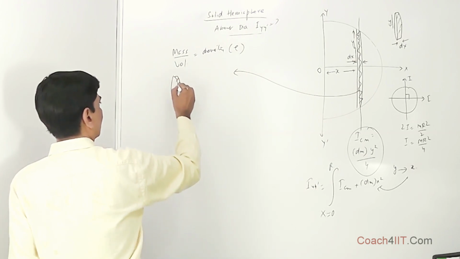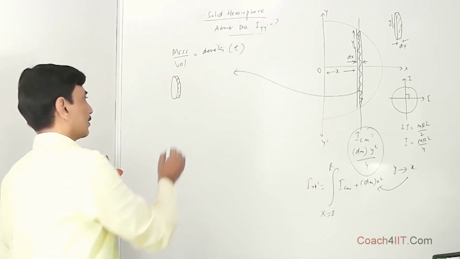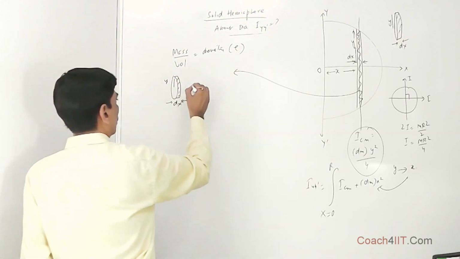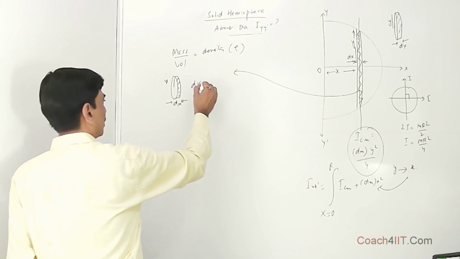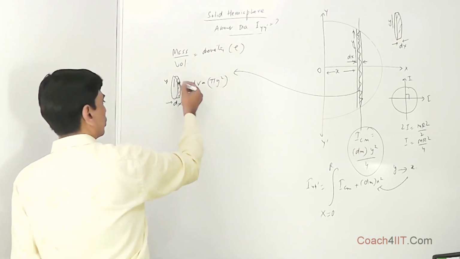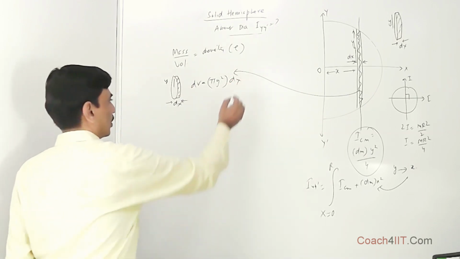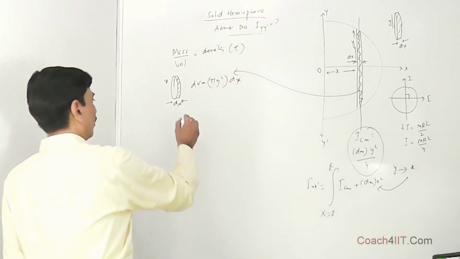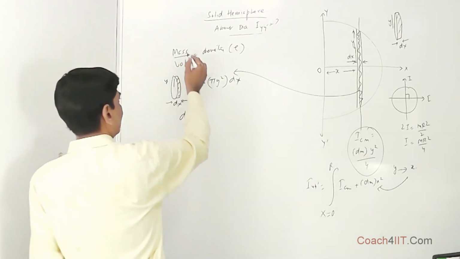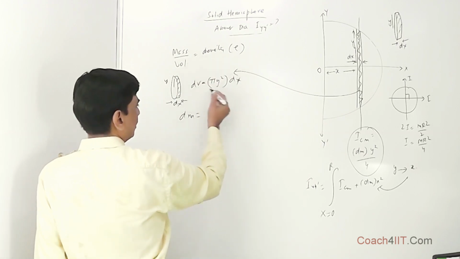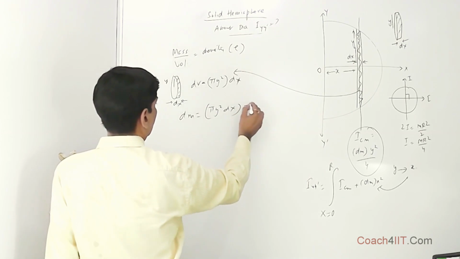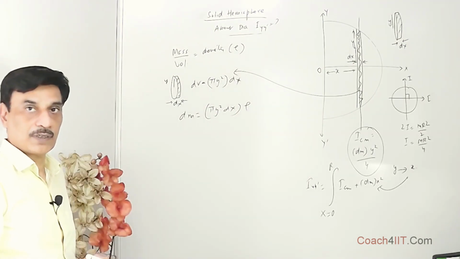small disk, which is nothing but a very small cylinder of radius y and thickness dx. So the differential element of volume comes out to be pi r square into h, where r is y and h is dx. Obviously, the differential element of mass is volume into density: pi y square dx into rho. So this is the differential element of mass.